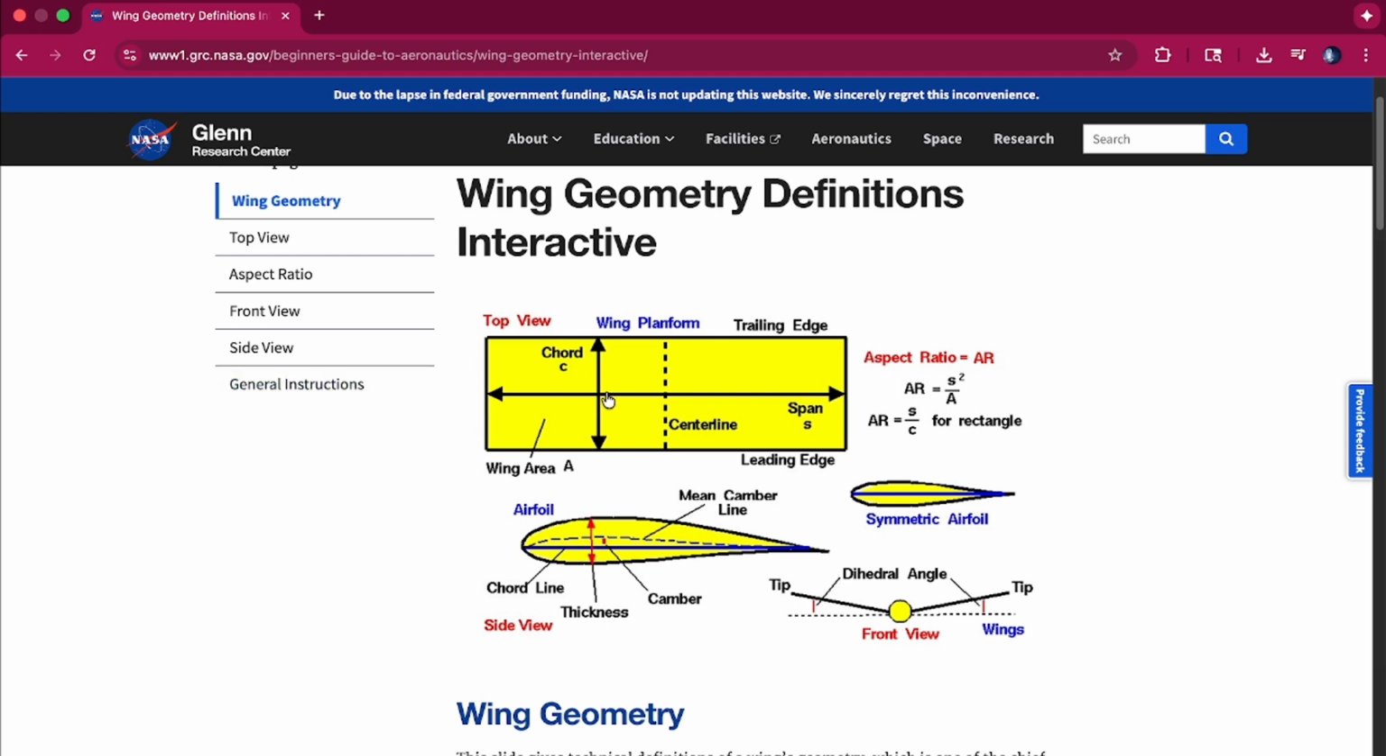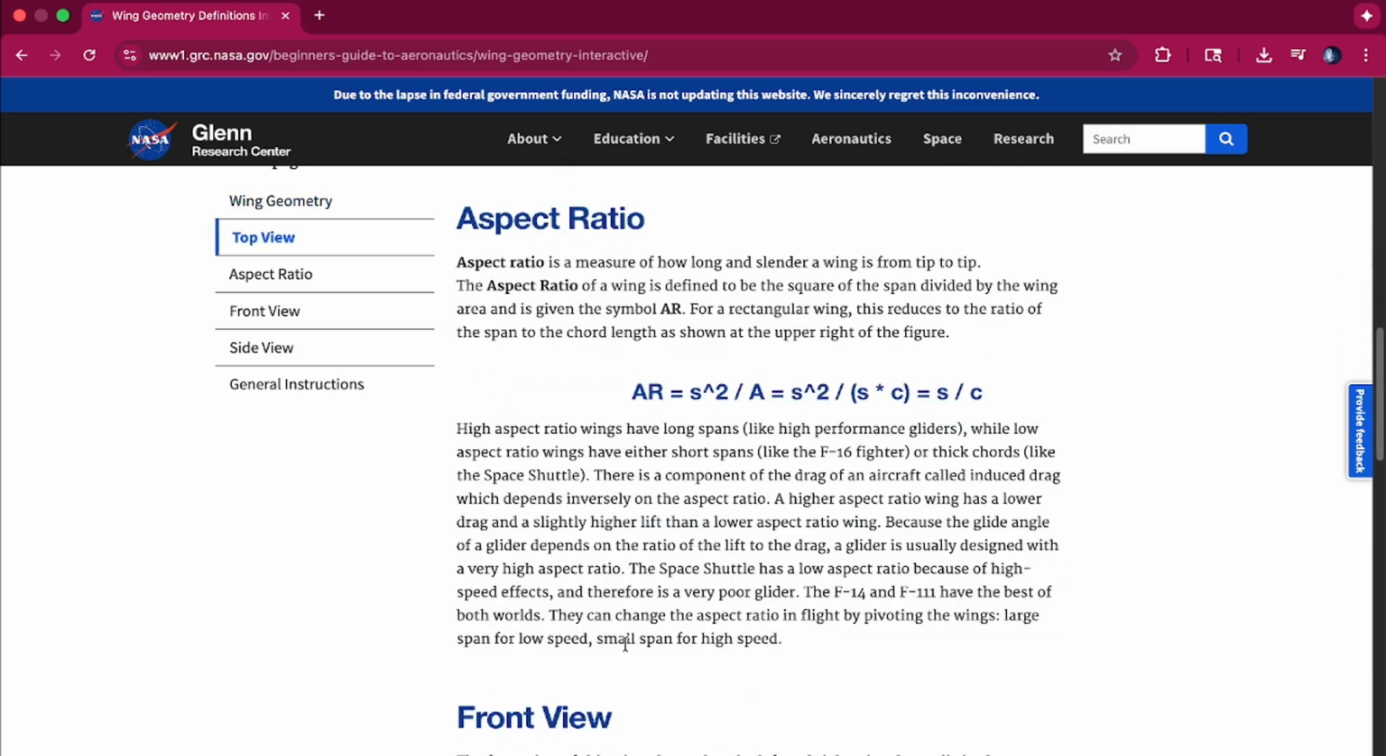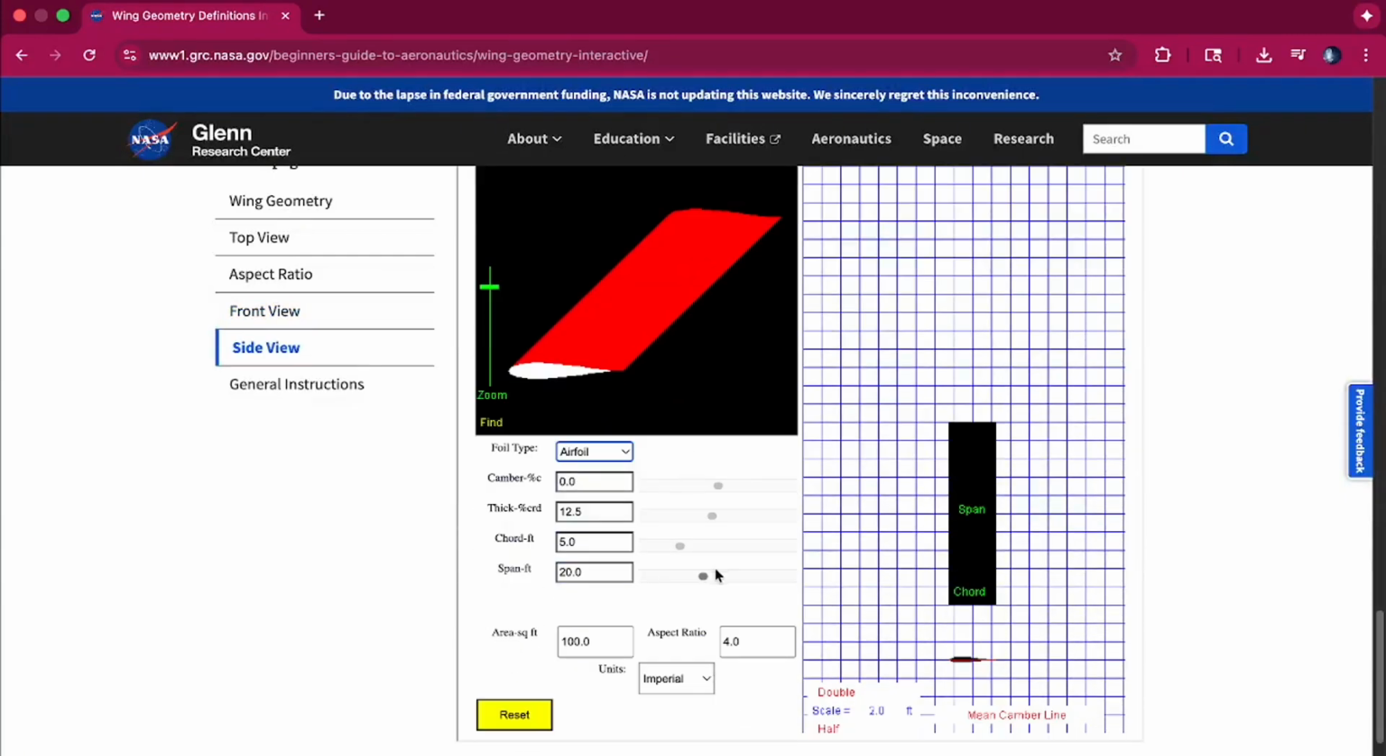I believe this is the span, the length of the whole wing. So you're squaring that, and you're dividing that by the wing area. Oh my goodness. AR is essentially equal to the span divided by the chord. So yeah, those are very nice. And it goes over the really cool stuff.